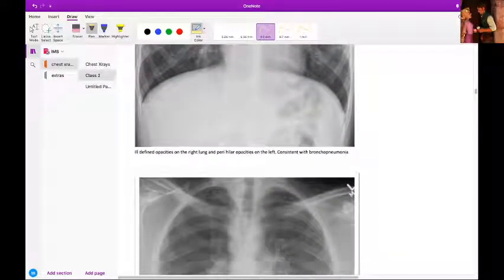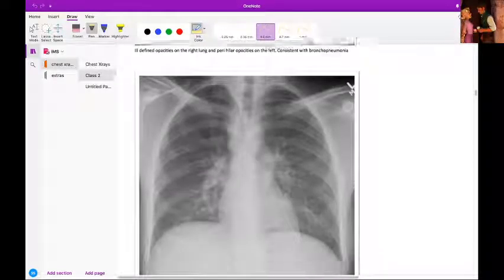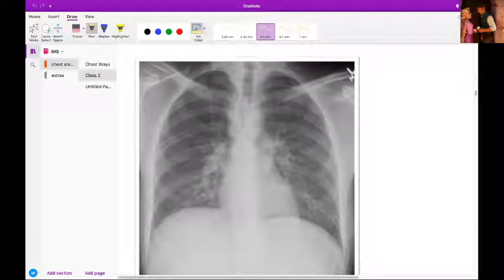Now, what is the next? Now this is the third type of pneumonia. The third type of pneumonia is called interstitial pneumonia. That is basically mycoplasma, viral infections, like the walking pneumonia. In walking pneumonia, there'll be no consolidation, there'll be no air bronchograms.